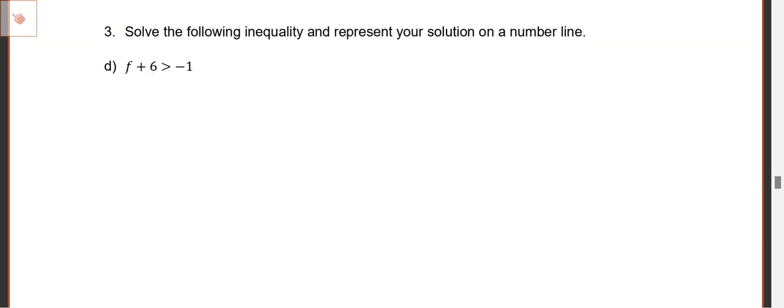Inequalities. Remember, as Charlie mentioned to Alyssa, we can treat it like it's an equal sign. So I would just do f plus 6 minus 6, pretend it's an equal sign, minus 1 minus 6 gives me f minus 7. So I'm telling you f is greater than minus 7.